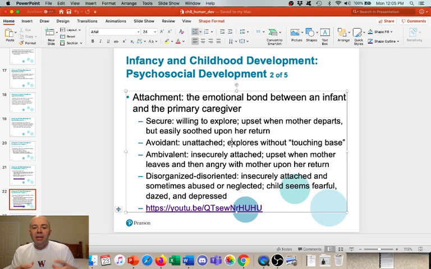Ambivalent is when the mother leaves and returns, and the baby isn't consoled at all. The baby's still very angry at mom and continues to cry and yell, and that shows more of an ambivalent, insecure attachment. And in terms of disorganized, it's kind of all over the place, right? The child feels fearful, dazed, depressed. You can't really categorize them in any of the three attachment types.